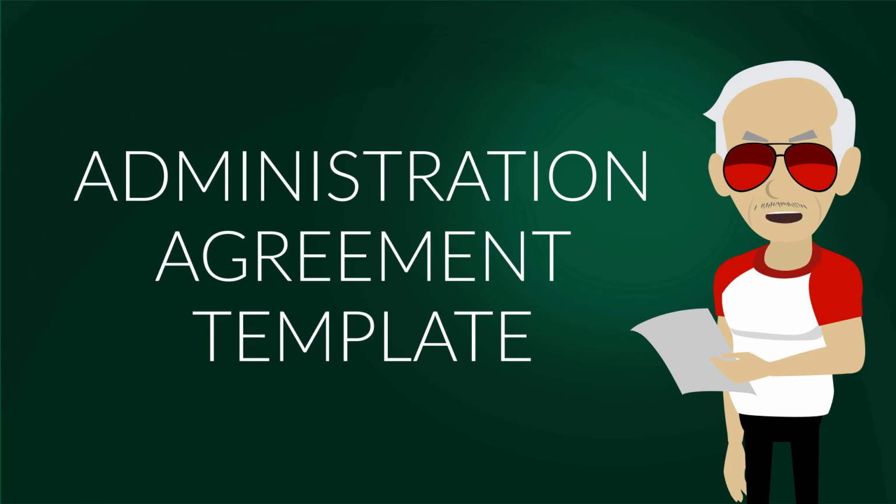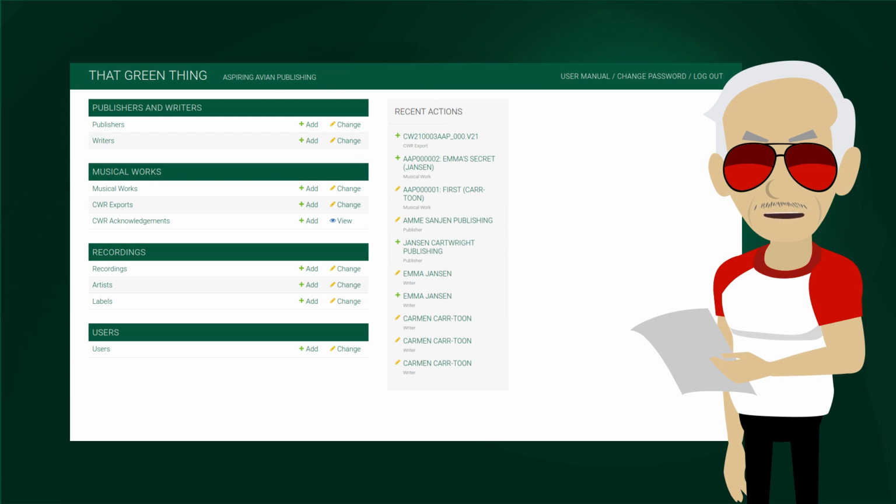Similar to the original publishing agreement, mentioned in the episode about writers, we can set an administration agreement template for second third-party publishers. As I said several times, there are many ways to navigate through that green thing. We have not mentioned recent actions, available on the home view. 10 recent actions are listed, and we want to open this particular publisher.